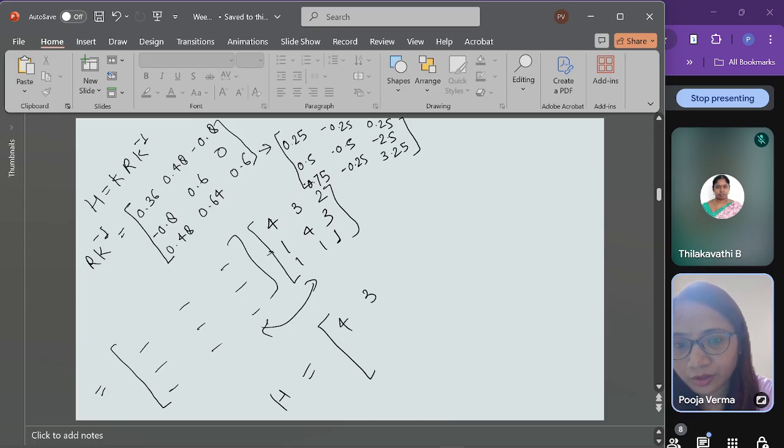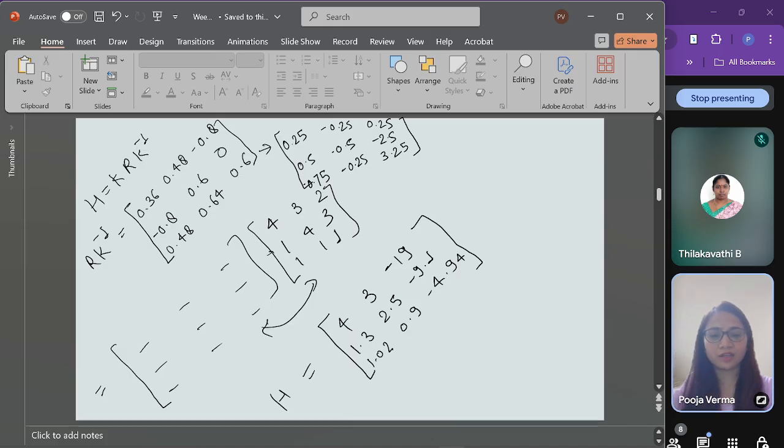you will get the final homography matrix, that is 4, 3, minus 19, 1.3, 2.5, minus 9.1, 1.02, 0.9, and minus 4.94. Here you will get.